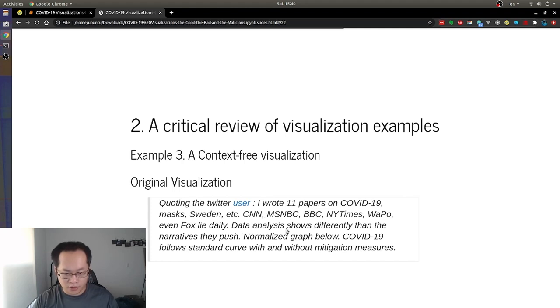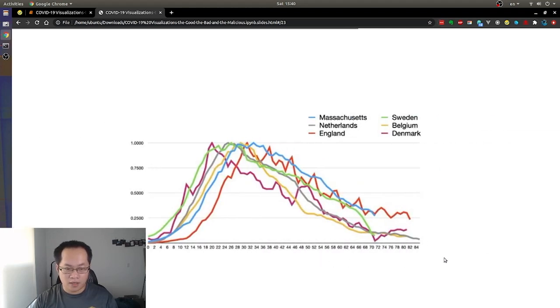Yeah, similar. And he just also wrote materials for those media. And the data analysis shows something different from the narratives they push. And the normalized graph is below. So we will see what the normalized graph is. And they claim COVID-19 follows a standard curve with and without mitigation measures. This is an interesting curve.